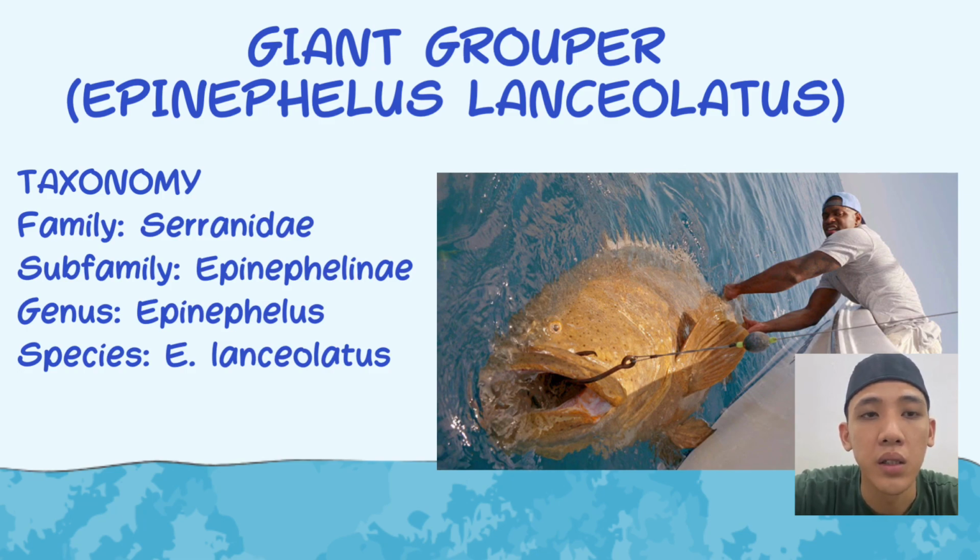So this one is also a parent of the hybrid grouper, which is the giant grouper, and the scientific name is Epinephelus lanceolatus. This fish is more popularly known by locals as kerapu kertang. The family is also the same, Serranidae. The subfamily is Epinephelinae, the genus is Epinephelus, and the species is Epinephelus lanceolatus.